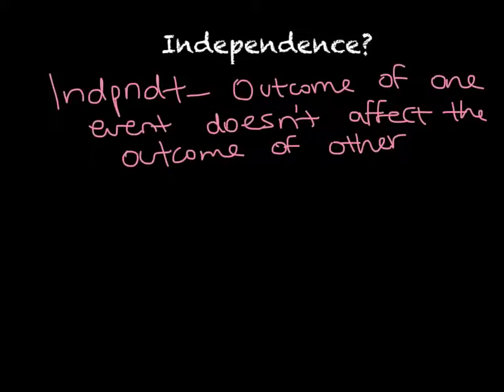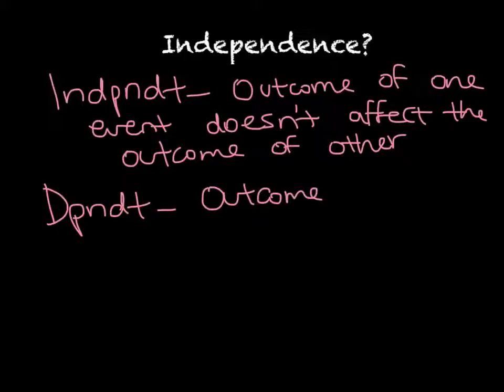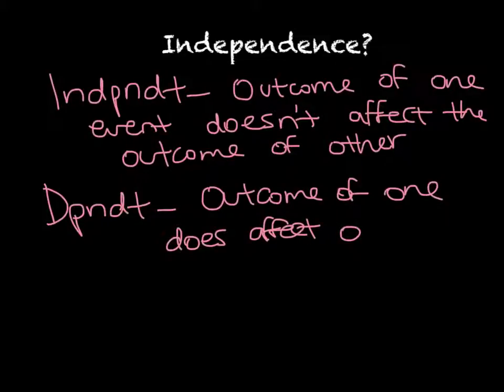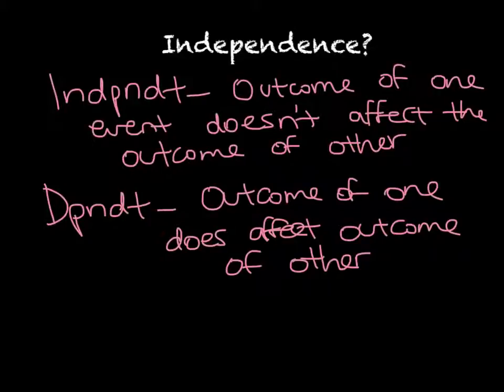On the other hand, if two events are dependent, then that means that the outcome of one does affect the outcome of the other. So an example of two events that are independent would be rolling a dice followed by tossing a coin, because the effect of the die roll doesn't have any influence on what the coin toss comes up as.